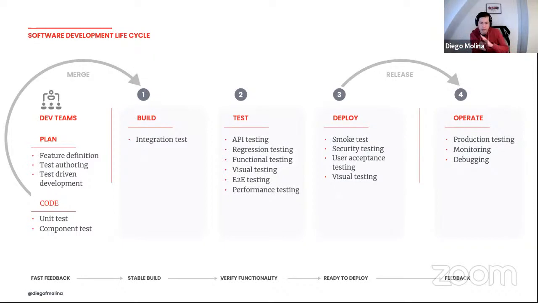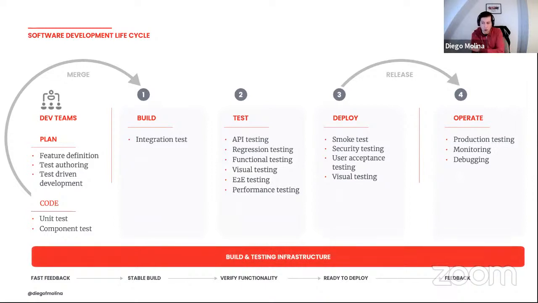The key thing is that the more to the left you are, the faster feedback you need. That's why if you have a stable build and you can verify the functionality, hopefully you already checked many things before. But for all of this, it's super important to have an infrastructure that allows you to do builds and to do testing. So that's why a testing infrastructure is important, because it enables you to be faster in the software development lifecycle.